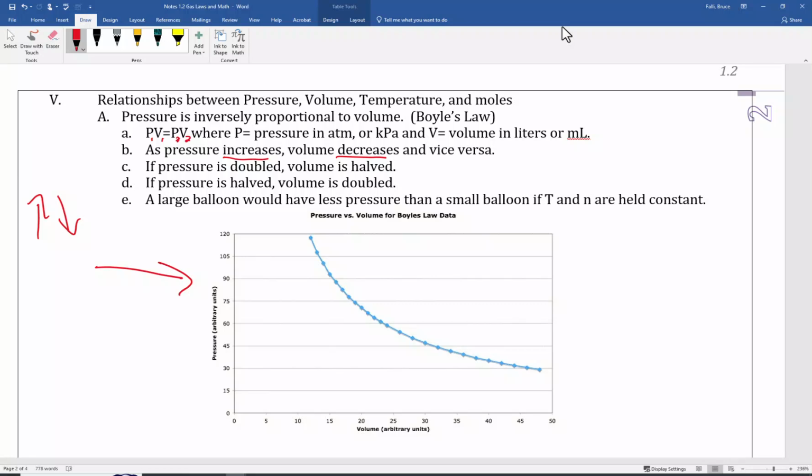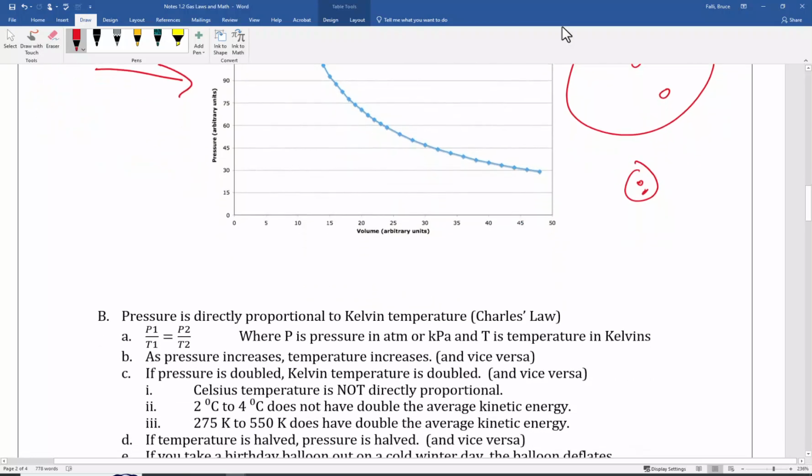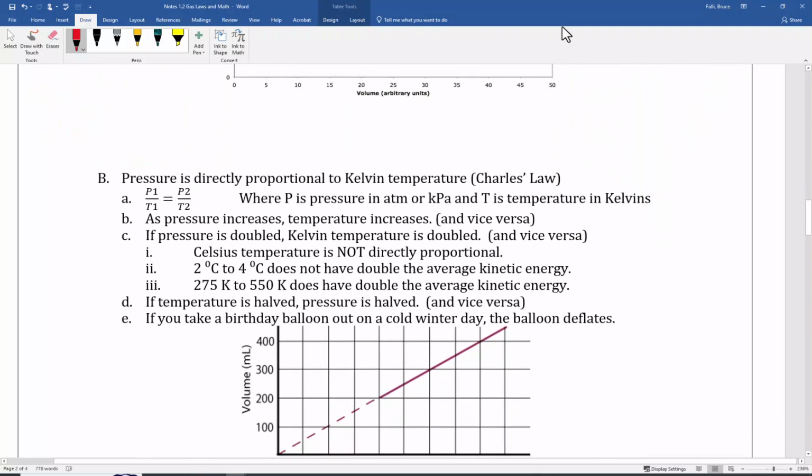A large balloon would have less pressure than a small balloon if temperature and number of moles are held constant. So this is pressure. Large balloon, big balloon, ping, ping, ping. Small balloon, shrink it down, so ping, ping, ping, lots more pings. Make sense? Good.